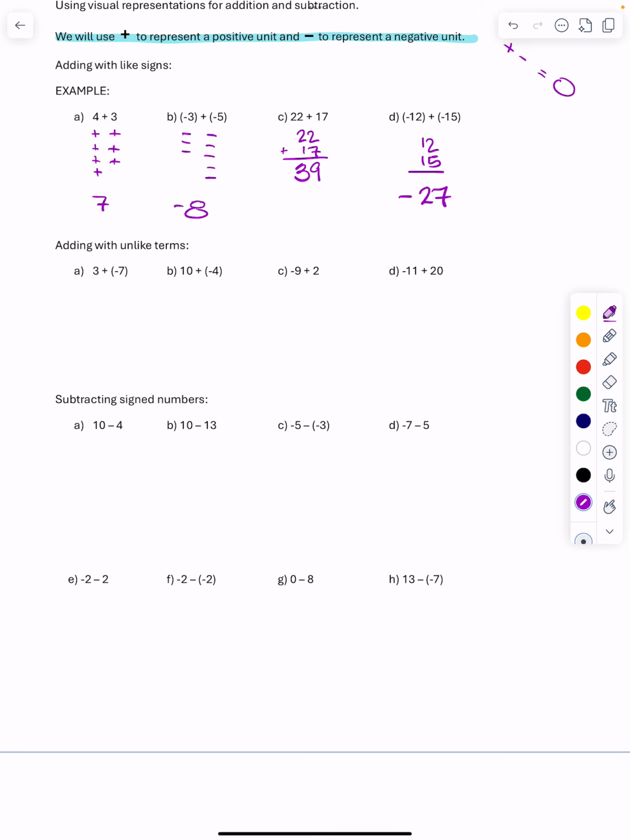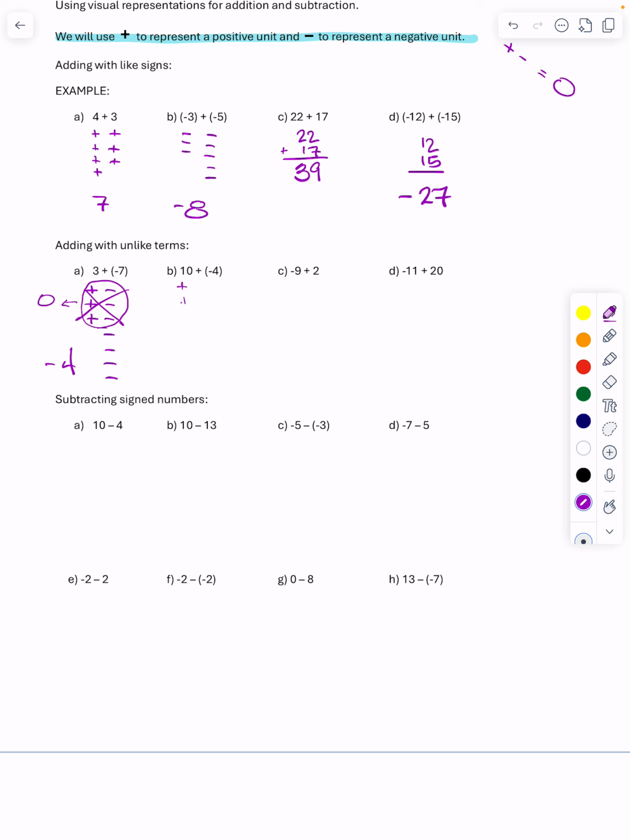When we add with unlike terms, so now I've got positive 3, I've got negative 7. Notice that the 3 positives cancel out 3 of the negatives. This all makes 0. These go away. And you can see I'm left with a negative 4. So the smaller number cancels out some of the opposite sign, and we take a look at what we have left over.